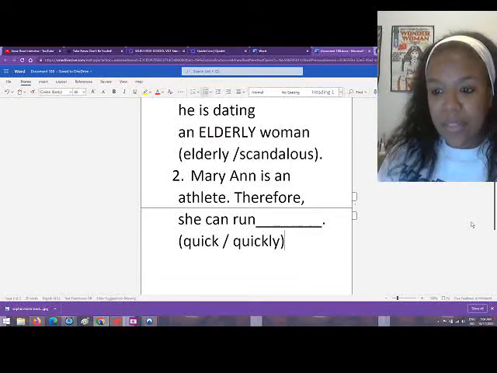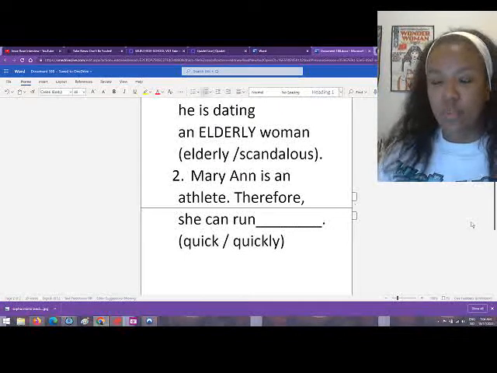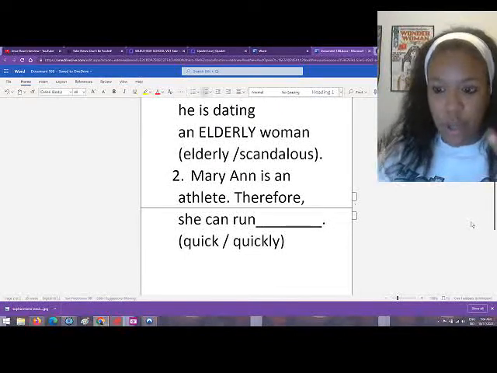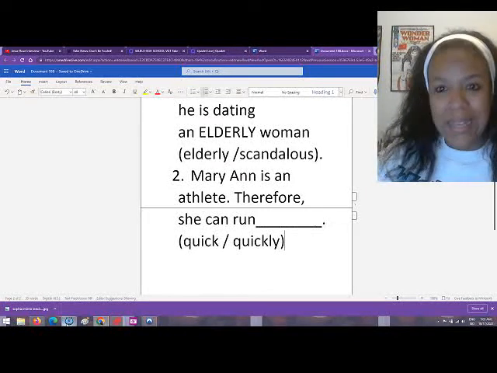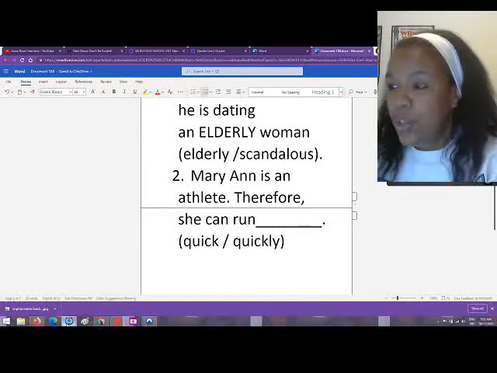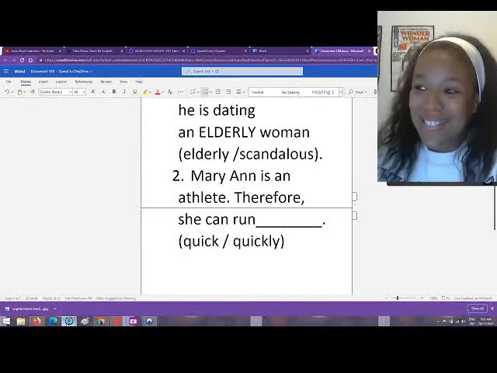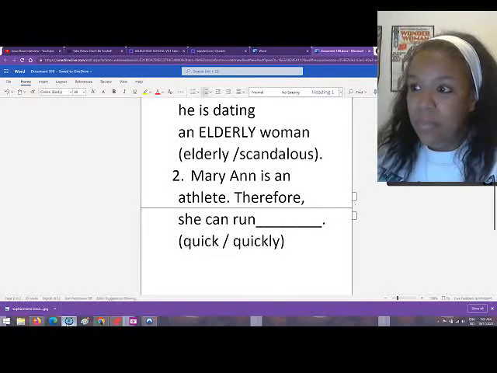Marianne is an athlete, therefore she can run. Then you have two options there, quick or quickly. Which one is the correct one? We talked about this quite a bit.